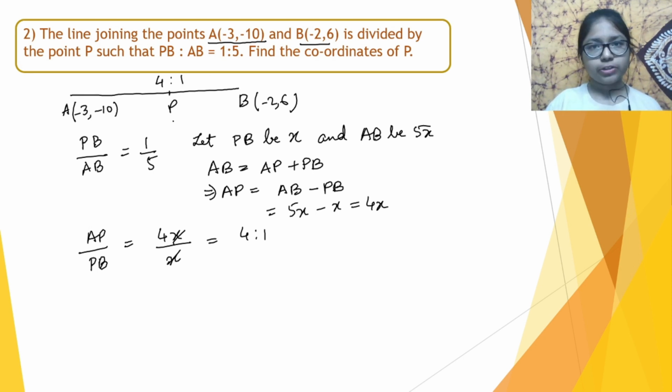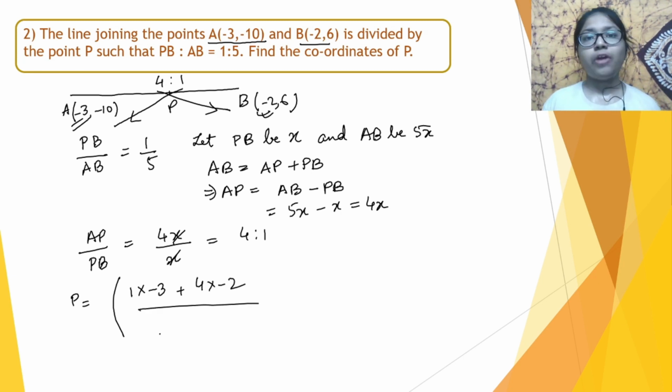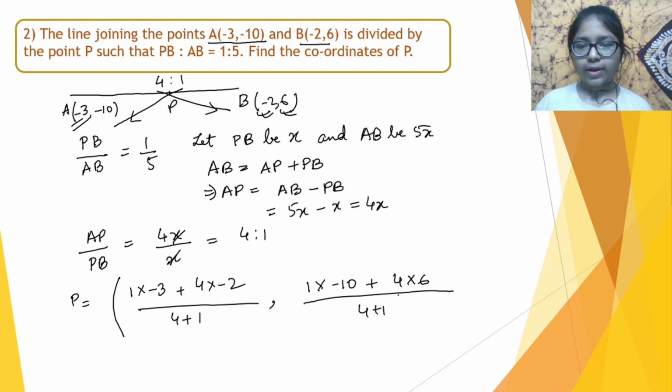So right here 4:1. So you have got the ratio. Now we have to find the coordinates of P. P equals cross multiplication. First you have to find the x coordinate. So 1 with this and 4 will be multiplied with this point. So to find the x coordinate you have to multiply 1 with -3. So 1 into -3 plus 4 into -2, by, you have to add the numerators and denominators of the ratio, so 4 plus 1, comma. Now to find the y coordinate you have to multiply y coordinates with the ratio. So 1 into -10 plus 4 into 6 by 4 plus 1.